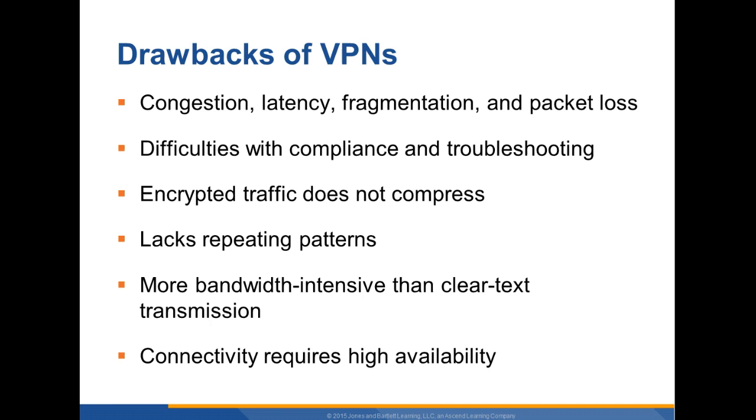But there are drawbacks of VPNs. They suffer from the same congestion, latency, fragmentation, and packet loss as any other long-distance connection experiences. They have difficulties with compliance and troubleshooting. Encrypted data traffic does not compress because it lacks repeating patterns and is therefore more bandwidth intensive than clear text transmission. VPN connectivity requires high availability for constant uptime and accessibility. So these are just some of the various drawbacks of using a VPN.